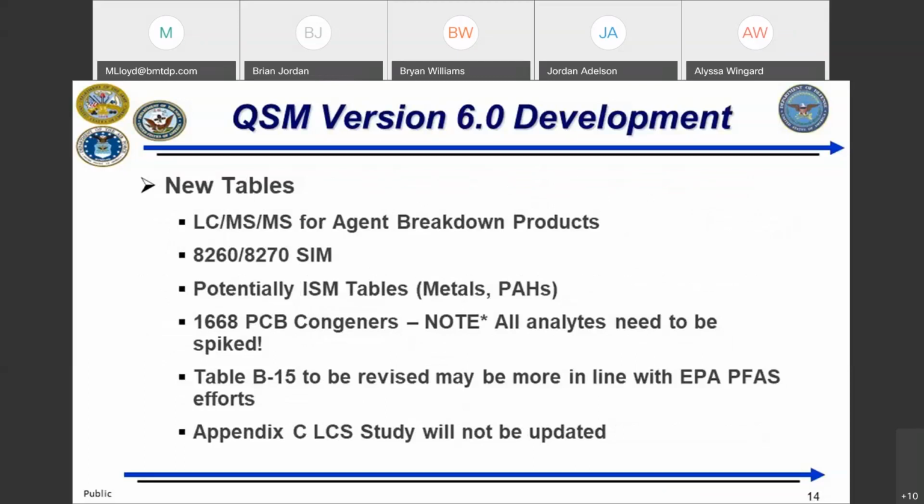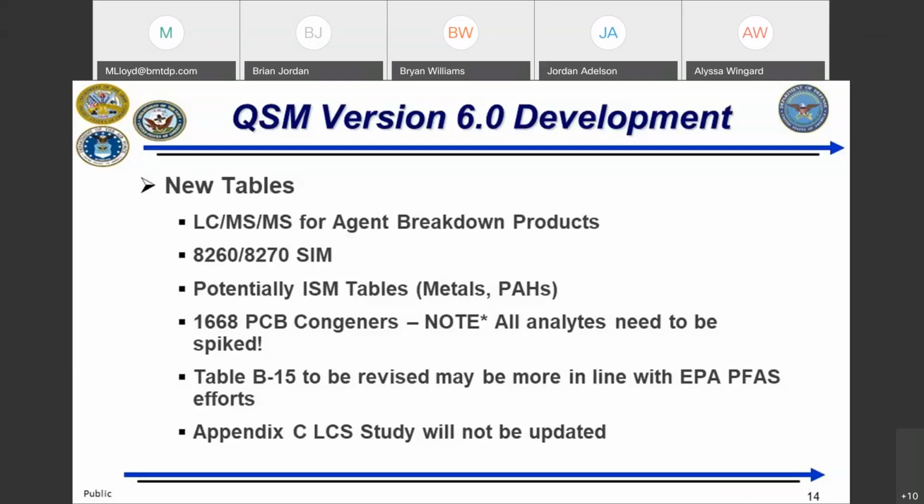Well, we're going to be populating some new tables in the QSM. We will have a table for LC-MS-MS for agent breakdown products, a table for 8260, 8270 SIM, some potential ISM tables, a table for 1668 PCB congeners. Please note here, with 1668 PCB congeners, all analytes need to be spiked. That is a common thing we are seeing when we evaluate data that is not happening. It is a requirement.